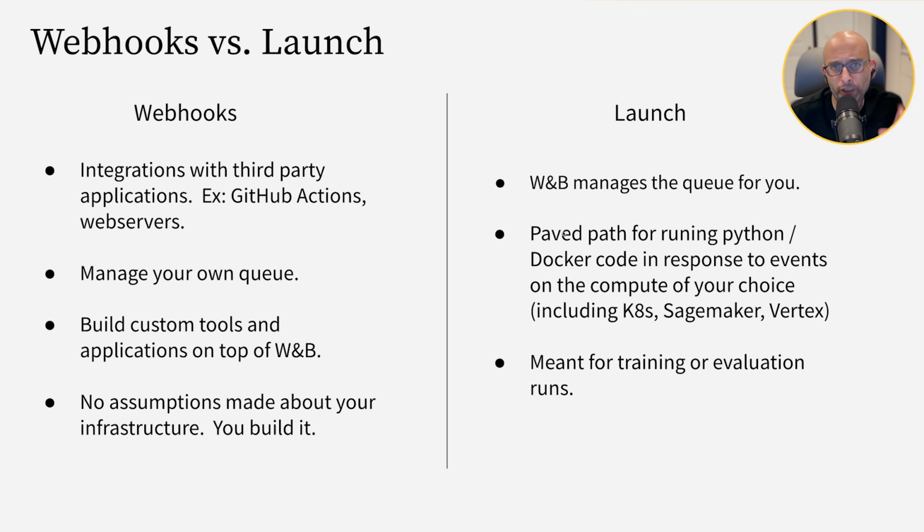Launch does a little bit more for you. With Launch, Weights and Biases manages the queue for you. There is a paved path for running Python and Docker code in response to events on the compute of your choice. And again, this compute of your choice is very general. You can run it anywhere, including Kubernetes and things like SageMaker for AWS and Vertex for GCP. And it's really meant for training or evaluation runs. So I hope this clarifies your mental model of when to use webhooks and when to use Launch.